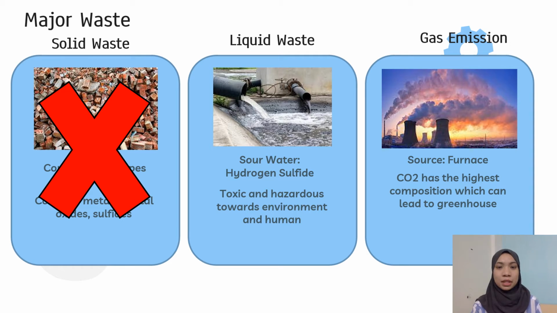Lastly is the gas emission. In this project, the main gas emission is the flue gas, which comes from the furnace. Generally, flue gas composition depends on the fuel gas used for burning. In this project, carbon dioxide has the highest composition among the others. Carbon dioxide is not a waste if the composition is not too much. However, on an industrial scale, it is considered waste due to the excessive amount of carbon dioxide emitted, which can cause greenhouse effect and global warming in the long run.